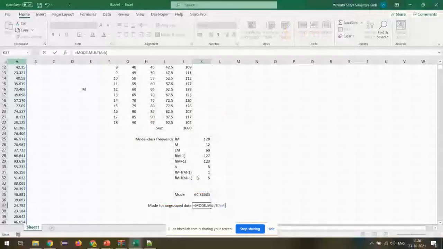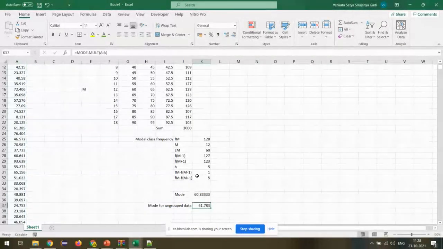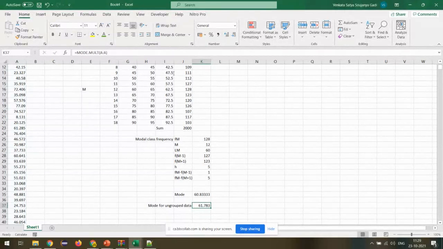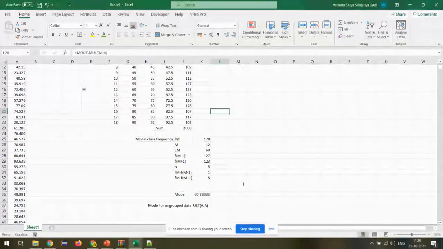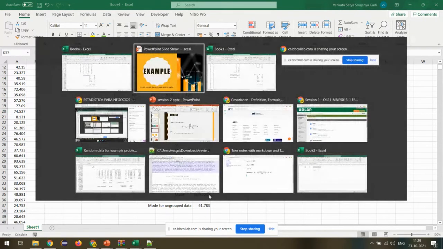Got stuck. I think it has a lot of multiple modes. Answer is 61. Oops. I think it's doing a lot of calculation. It's stuck. Somehow, what happened? Okay. Anyway, so the answer is 61 point something, and the mode we got is 60.8. All right. Okay.